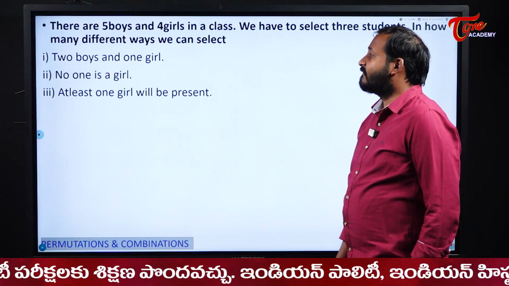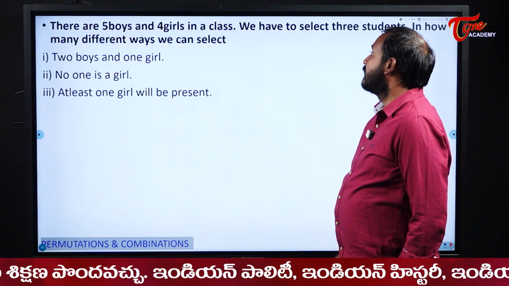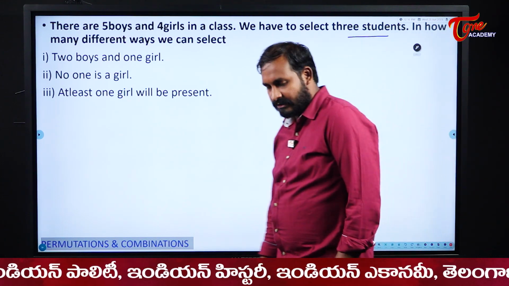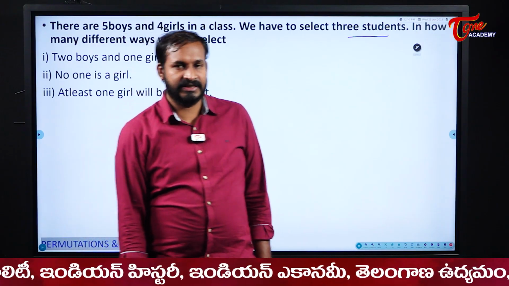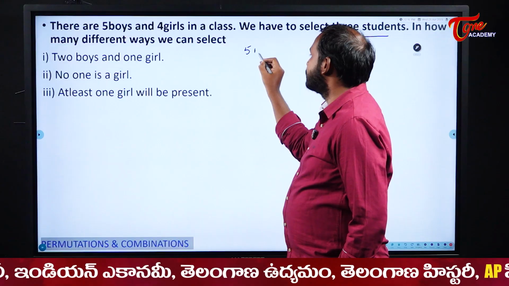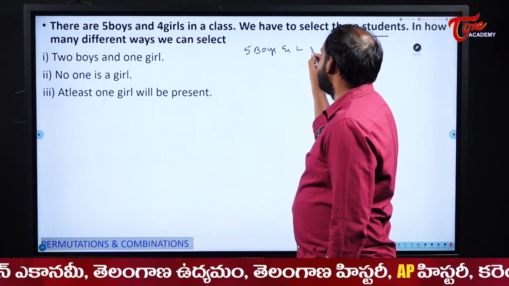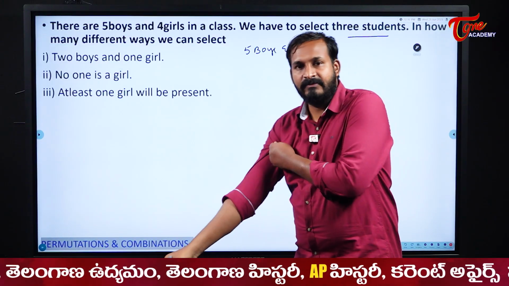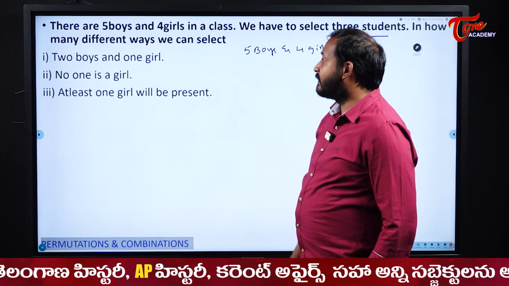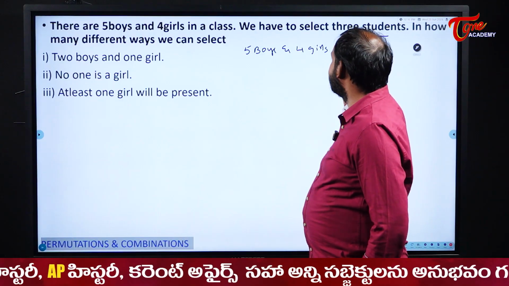Next one, there are 5 boys and 4 girls in a class. We have to select 3 students. In how many ways can we select? There are conditions, students. See here. Total how many boys are there? 5 boys and 4 girls are available. From that I should make the committee of 3.